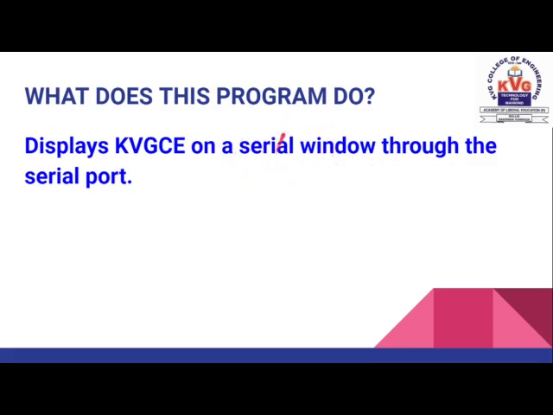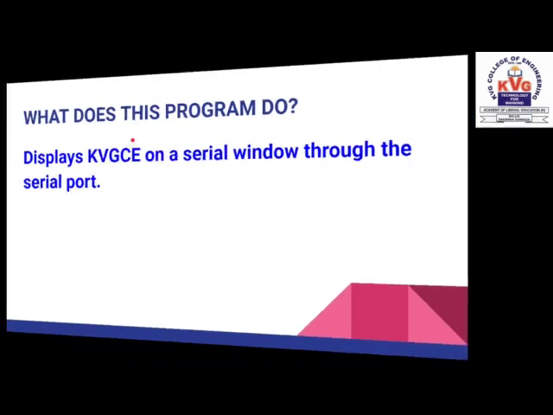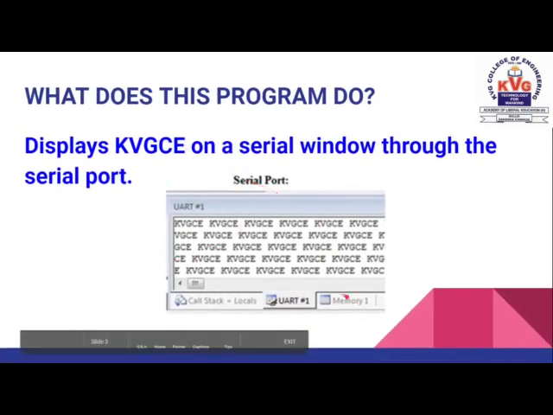We shall enter the ASCII equivalent of the characters, which will be continuously transmitted through the serial port and displayed on the serial window. We've chosen the characters KVGCE with a space to separate two consecutive sets of characters to be displayed. The output looks like this.